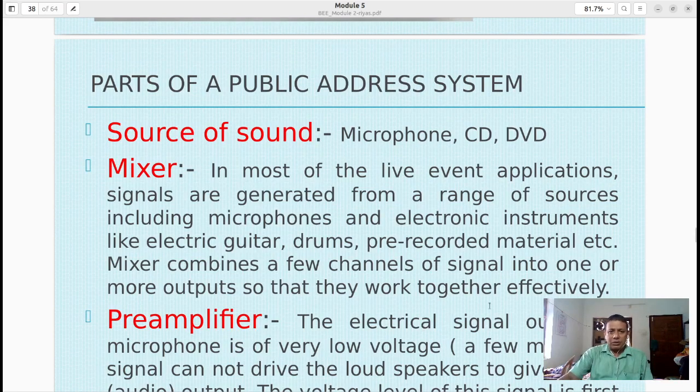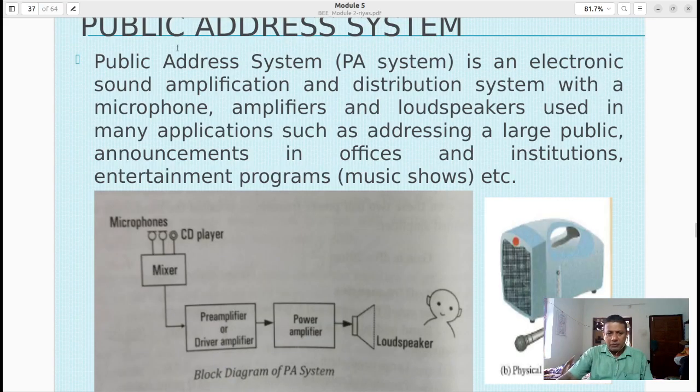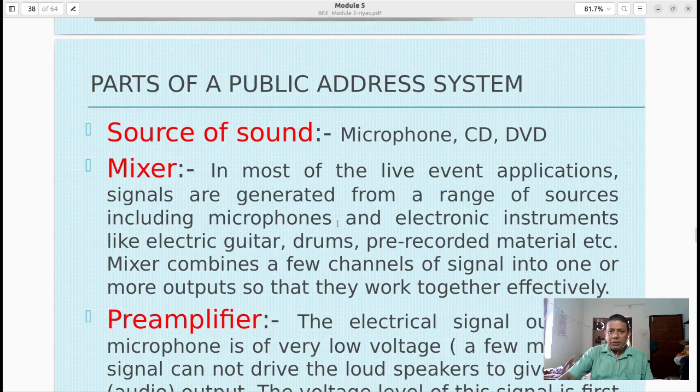Then the source. Let us see in detail the Public Address System, the sources of sound. The sound sources here are microphones that I have told you. This is a microphone, this is a microphone, there is a microphone here. Then CD player, DVD player, Karaoke, again the microphone output from some musical instruments. Then the next block is a mixer. I have told you there is a mixer.